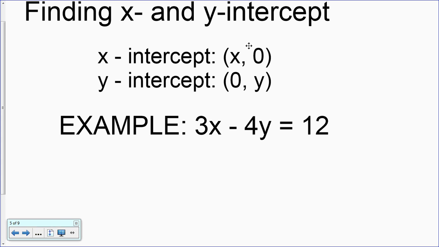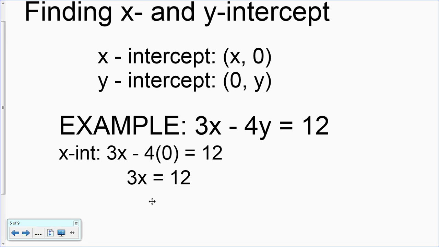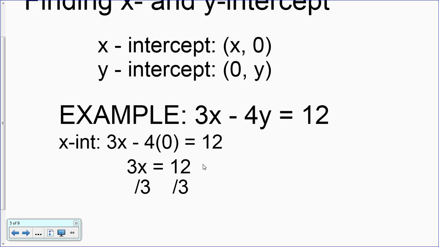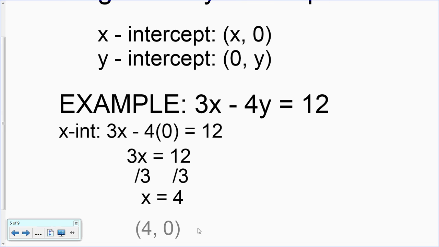We know what 0 is, the y-coordinate. So we plug in 0 for y. It ends up being 3x equals 12. Solve for x by dividing by 3. x equals 4, so my x-intercept is (4, 0).